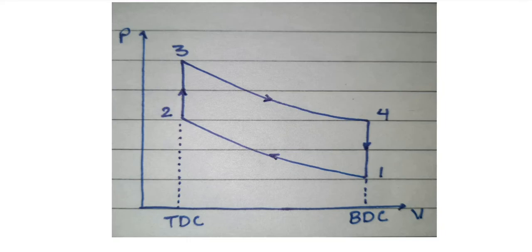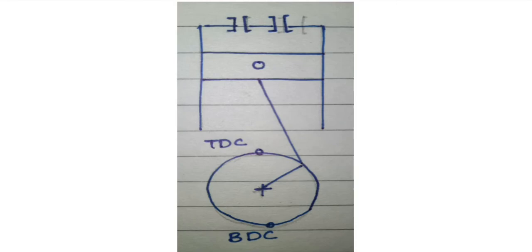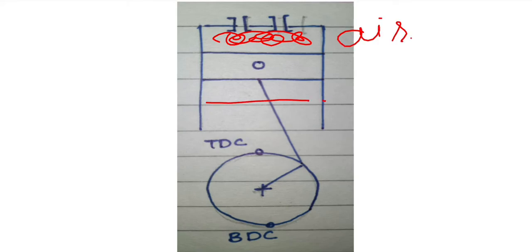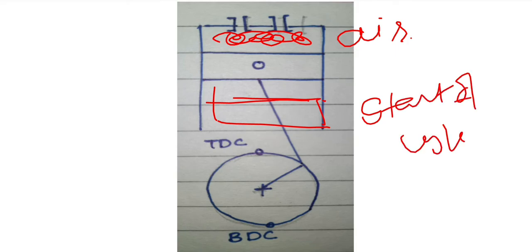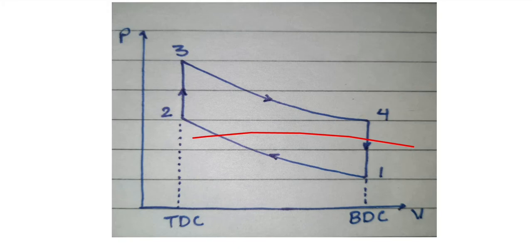At first, the cylinder is filled with air, and the piston is somewhere here at the bottom dead center. At the start of the cycle, the piston is at the bottom dead center. See, this is our first step.